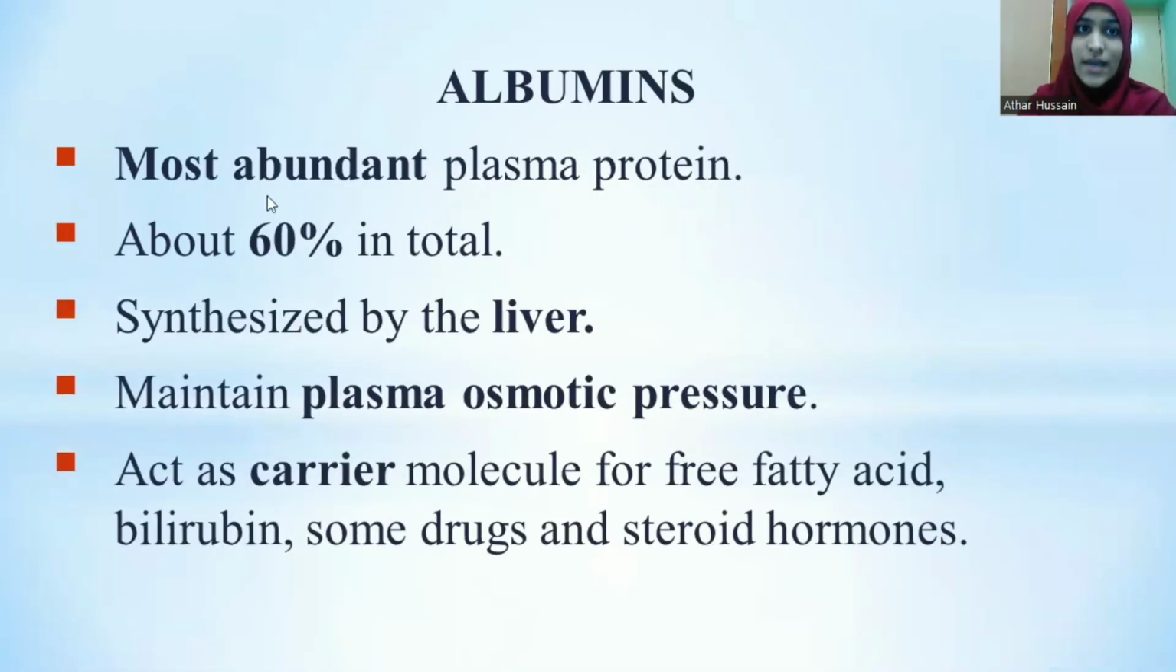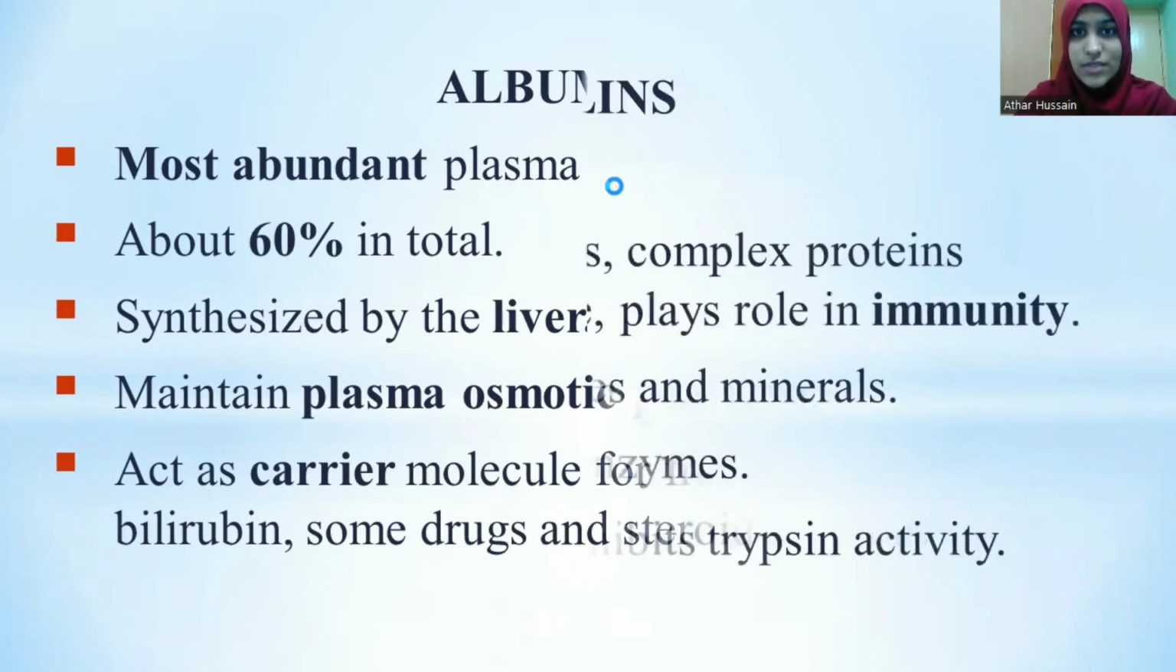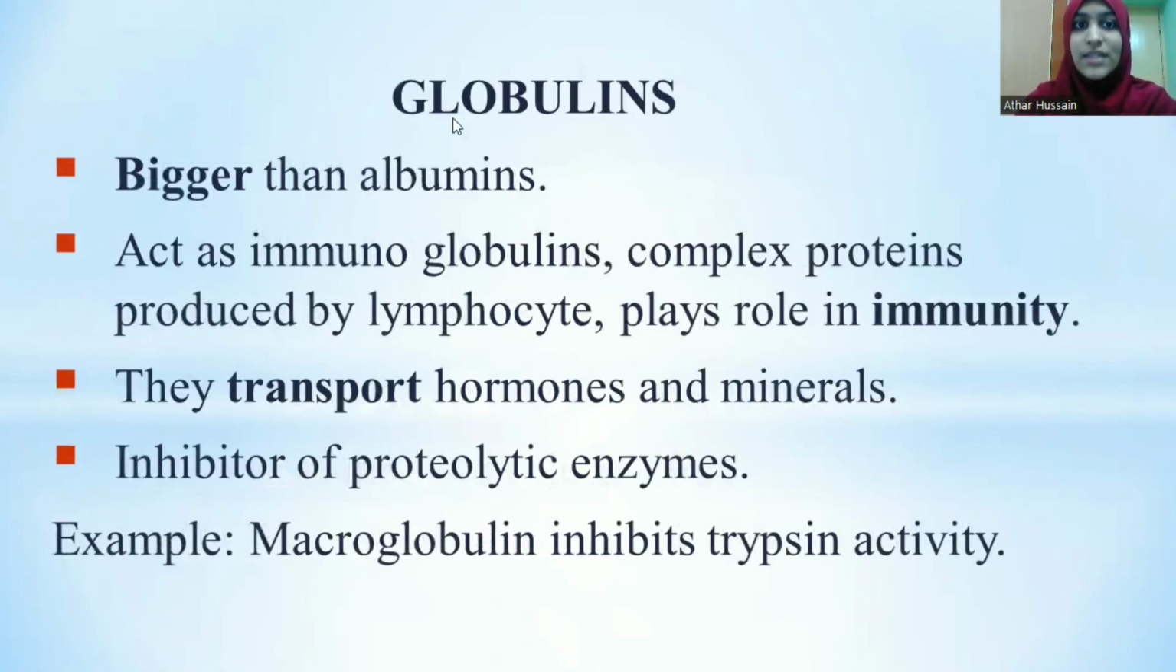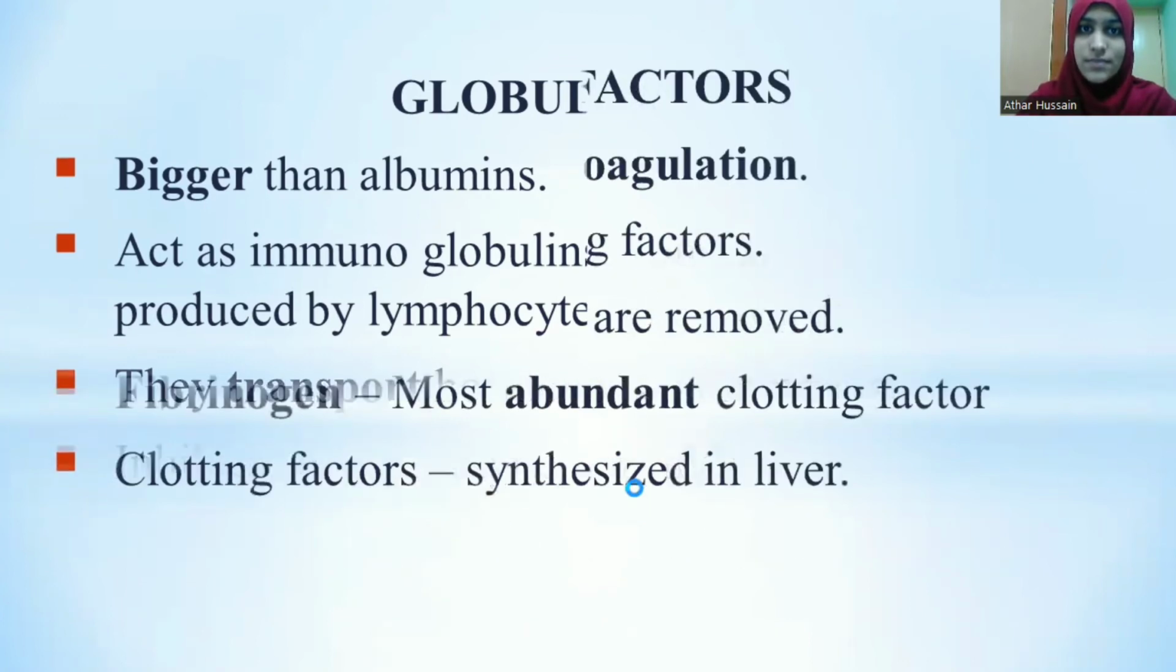Coming to albumins, they are most abundant plasma protein. About 60% in total, synthesized by the liver. They maintain plasma osmotic pressure. They act as carrier molecule for free fatty acid, bilirubin, some drugs, and steroid hormones. Globulins, they are bigger than albumins. They act as immunoglobulins. Complex proteins produced by lymphocytes play a role in immunity. They transport hormones and minerals. Inhibitor of proteolytic enzymes. For example, you can tell macroglobulin inhibits trypsin activity.